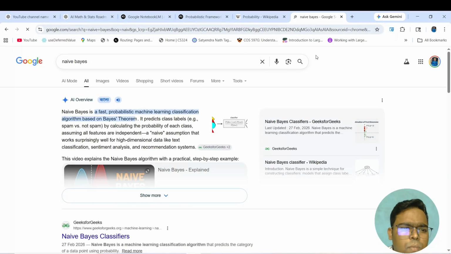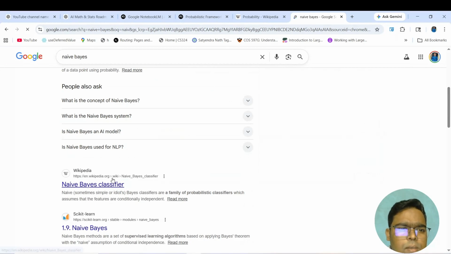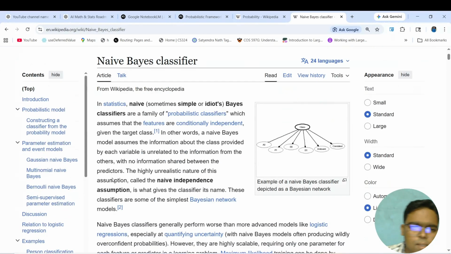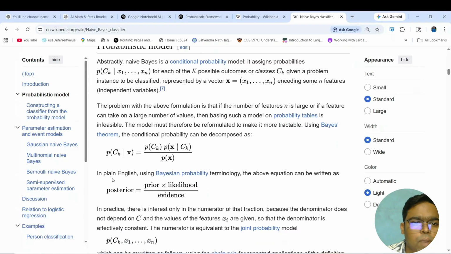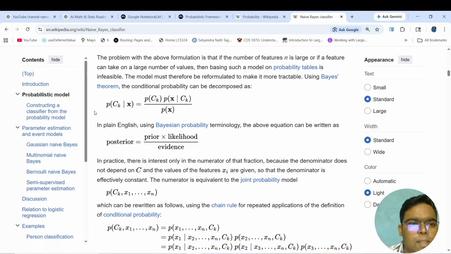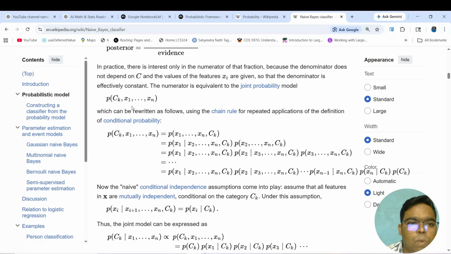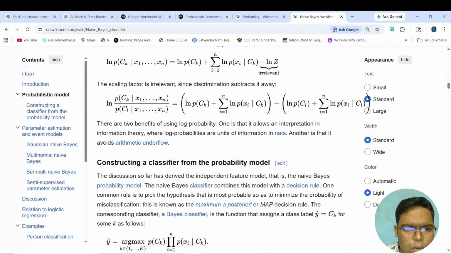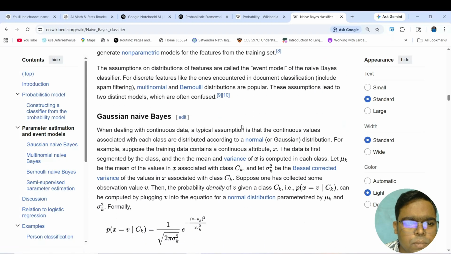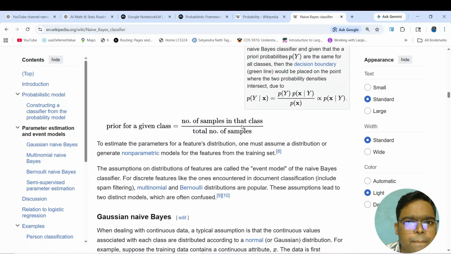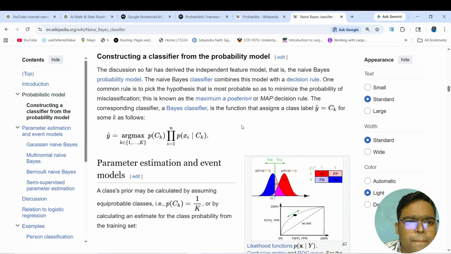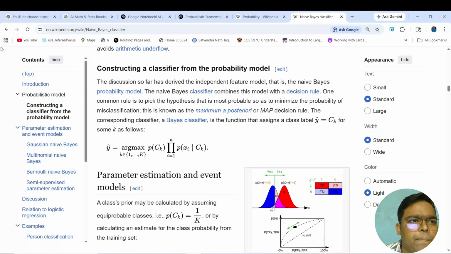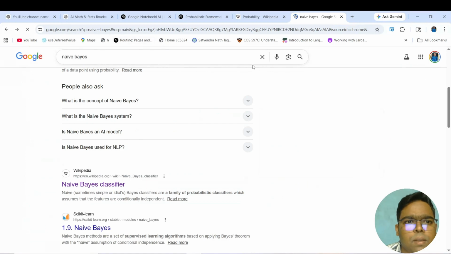You can see that it is slightly the same as Bayes theorem. It is the same Bayes theorem, right? But after that, it has the chain rule. Let's see where it is. I am showing the formula.